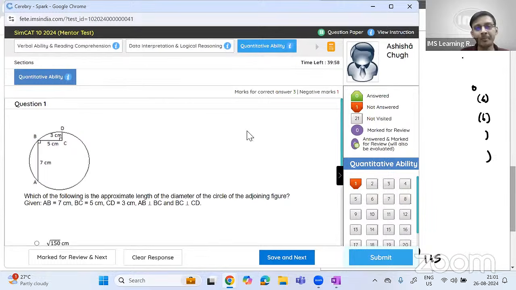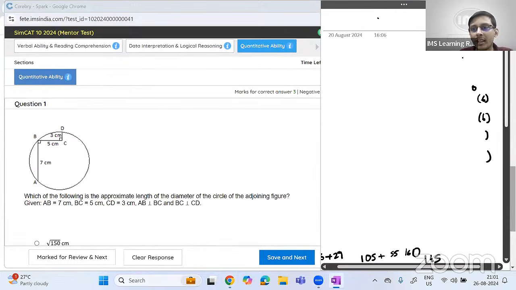Okay, seems like it is fine. Okay, let's start with quant. I'll just scroll down.